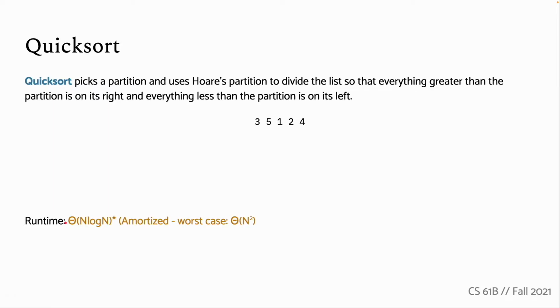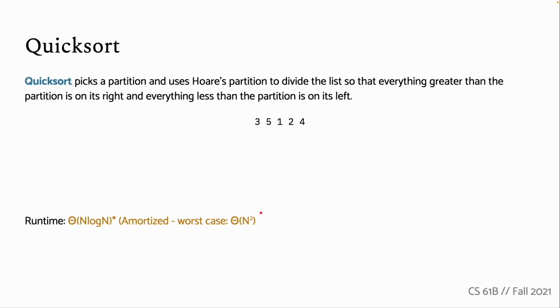Now, quick sort picks a partition and uses Hoare partition or some other partitioning scheme to divide the list so that everything greater than our partition is to the right of our item and everything less than the partition is on the left of our item. It's nice because it's similar to merge sort in that you're dividing the list that way, but how you pick your partition really impacts the runtime of this sort.